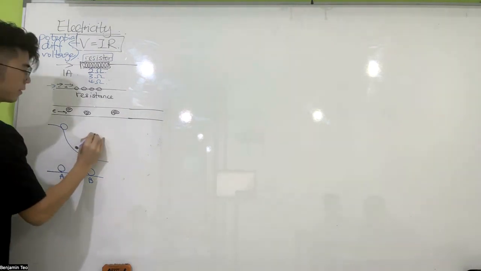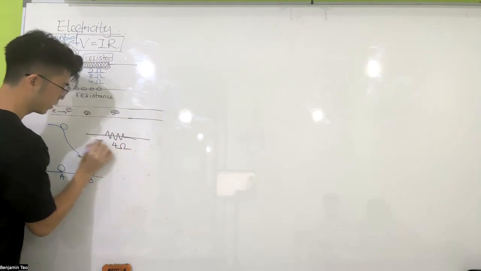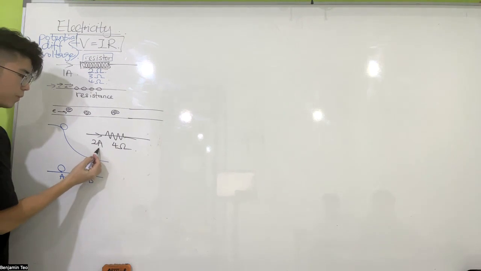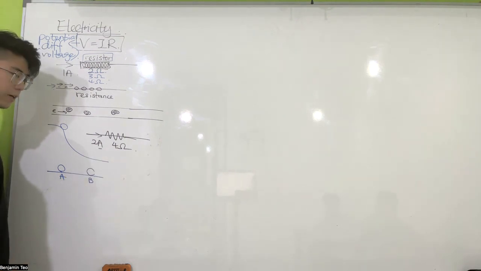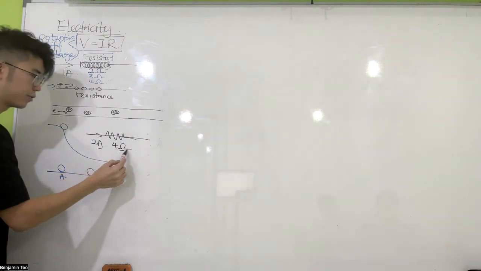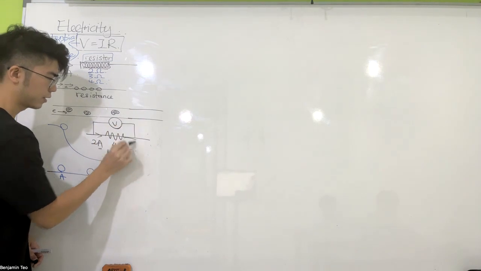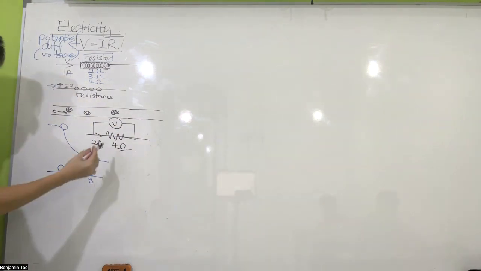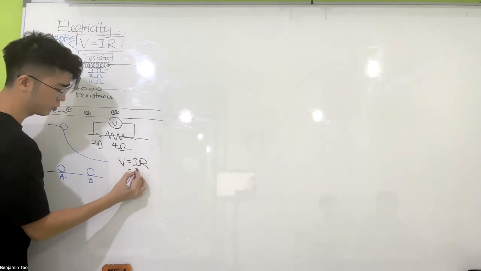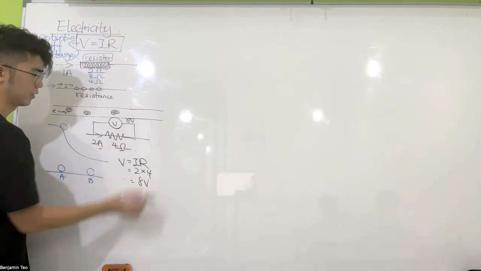So your V = IR. Let's say I give you a resistor of 4 ohm. Current flowing through is 2 ampere. Amp is the unit of current, just like kg is the unit of mass. Omega is the unit of resistance. What is the voltage across the resistor? Your equation is V = IR. So 2 times 4, 8 volts. This is 8 volts.